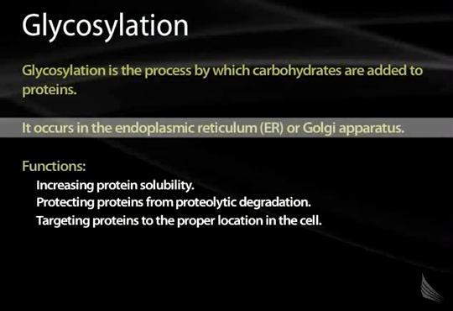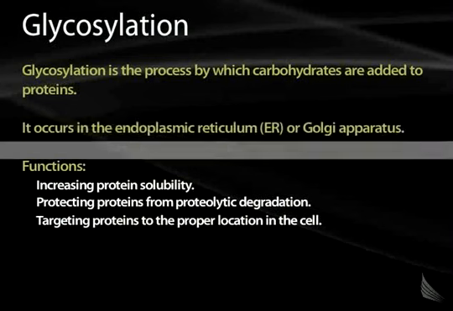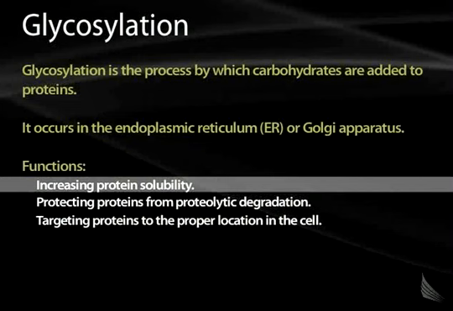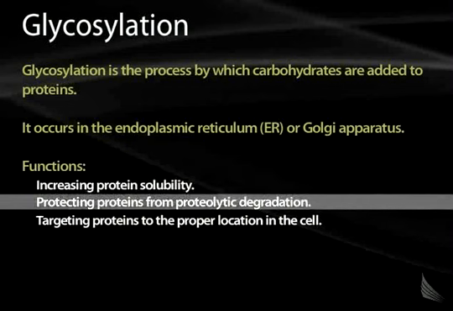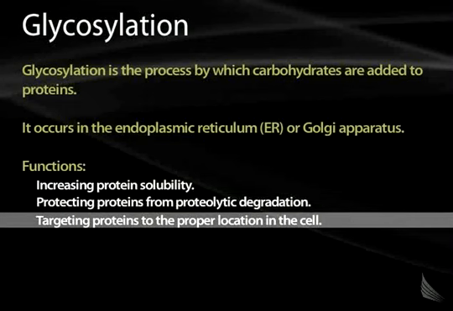The function of glycosylation is threefold. First, glycosylation may increase the solubility of proteins. This is because the carbohydrate or sugar groups which are added to the proteins are highly hydrophilic, and this allows the proteins to dissolve more easily in water. Glycosylation may also protect proteins from proteolytic degradation, extending the half-life of these proteins and causing them to be more stable. Glycosylation is also important in the proper targeting of proteins to the correct functional locations, either to intracellular organelles or to be secreted from the cell.